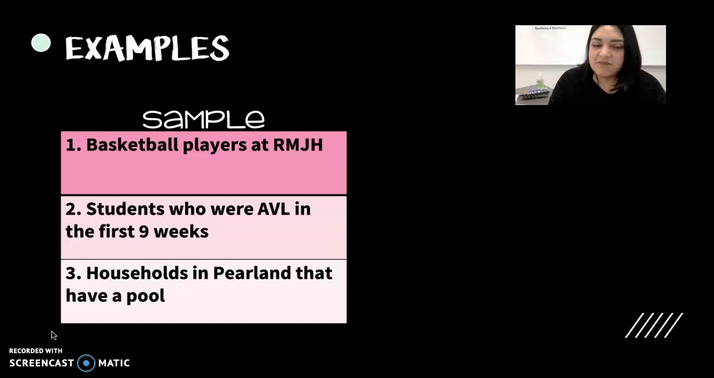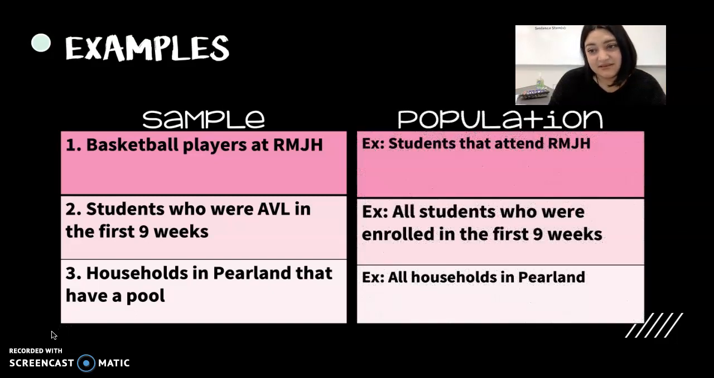Now, what if we're talking about students who were AVL in the first 9 weeks? That's our sample. That's a small group. The whole population, the big group, would be all students enrolled during the first 9 weeks. And here's our third example, households in Pearland that have a pool. That's a small group. That's our subset. The population would be all of the households in Pearland.